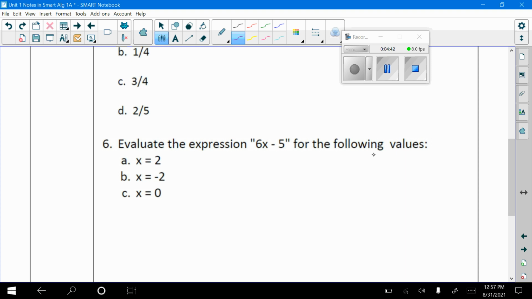And then I want you to evaluate this with the following values of 2, negative 2, and 0. Make sure you plug it in for the x value. So it should be 6 parentheses and then minus 5. So plug it in, for instance, 2. This would be 12 minus 5. So I'd end up with 7, and this would be A. And then I would suggest you do B, and then I would suggest you do C. Do them separately.